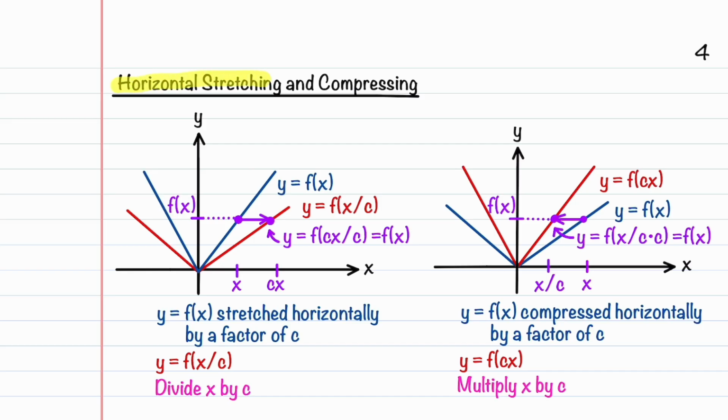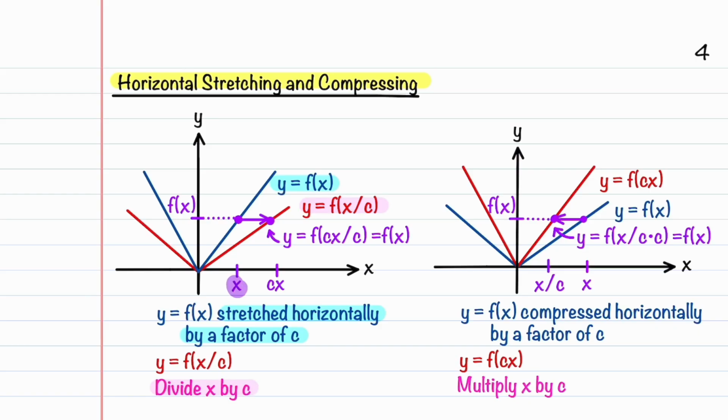Let's now talk about horizontal stretching and compressing, or scaling. Horizontal scaling occurs when we multiply or divide x by a constant. When our original function y is equal to f of x is stretched horizontally by a factor of c, we just divide x by c, and we get y is equal to f of x divided by c. This is counterintuitive, just like it was with our horizontal translations. Here's how you can understand this.